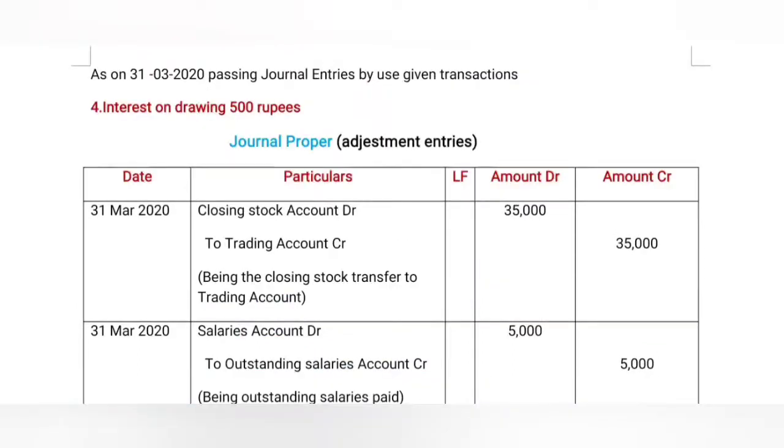Now coming to interest on drawings, 500 rupees. Here interest on drawings is debit. We already know it is a personal account. Now we are going to interest on drawings. Here this amount is transferred to the drawings account. That's why the drawings account is debit and the interest on drawings account is credit.